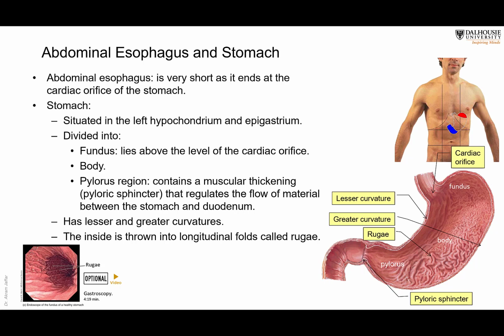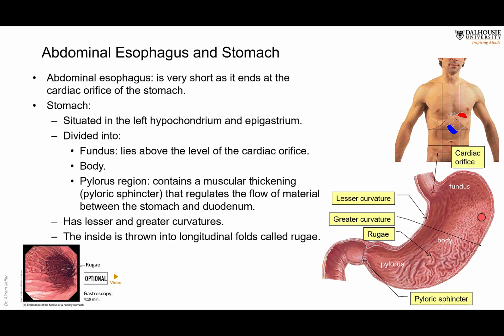Sphincter means that there is thickening of circular muscle fibers, smooth circular muscle fibers. So they form a sphincter. And here, this is called the pyloric sphincter. This controls the passage of contents from the stomach to the duodenum. And it has two curvatures. One is small, so it's called lesser curvature, and the other is big, and it's called the greater curvature of the stomach.